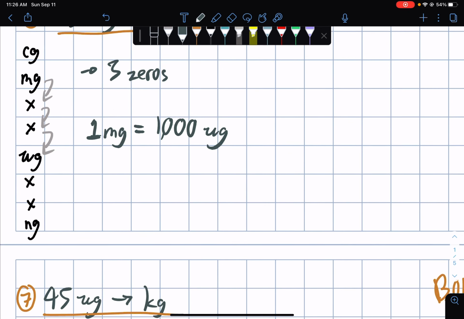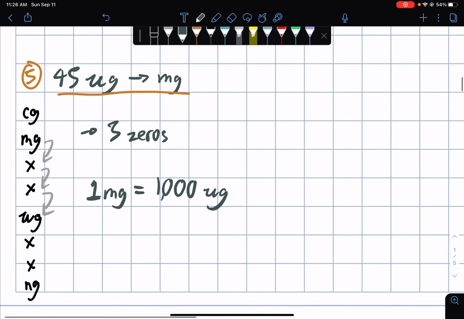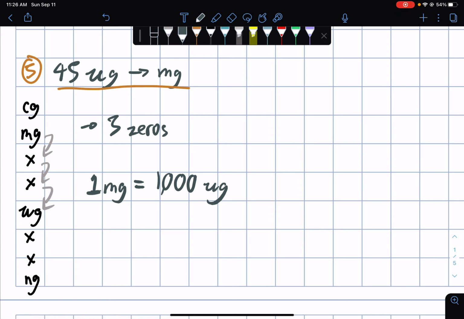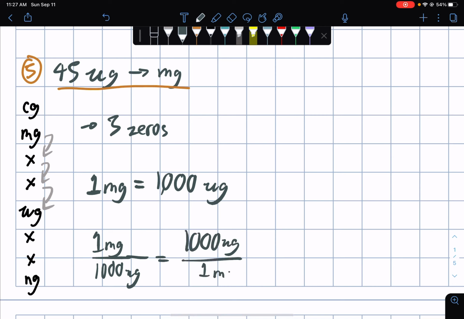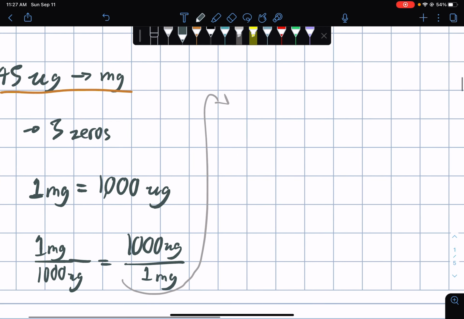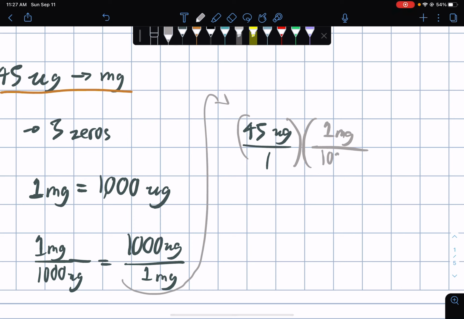Okay, so I will show you the shortcut later. But for now, let's just have a few more exercises involving the long cut. So 1 mg over 1,000 UG is equal to 1,000 UG over 1 mg. Okay, so right now let's start converting. So 45 micrograms over 1 times 1 mg over 1,000 micrograms, or UG.